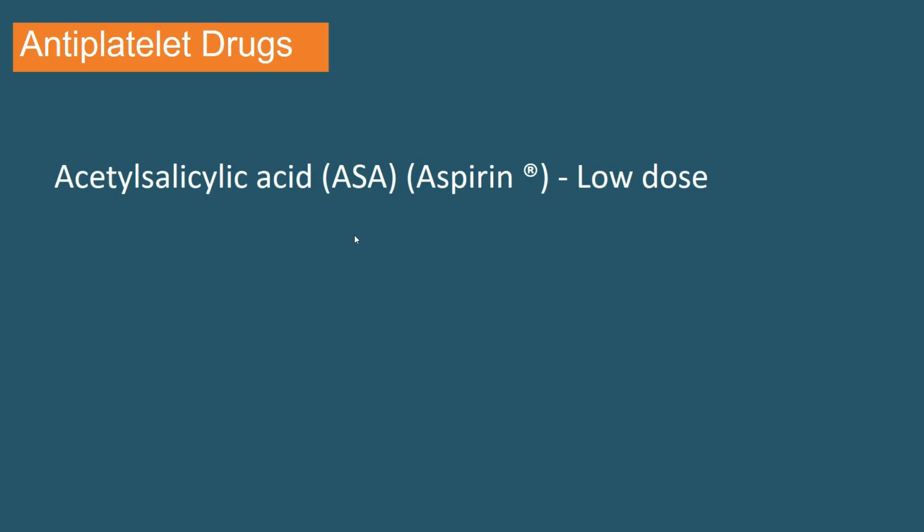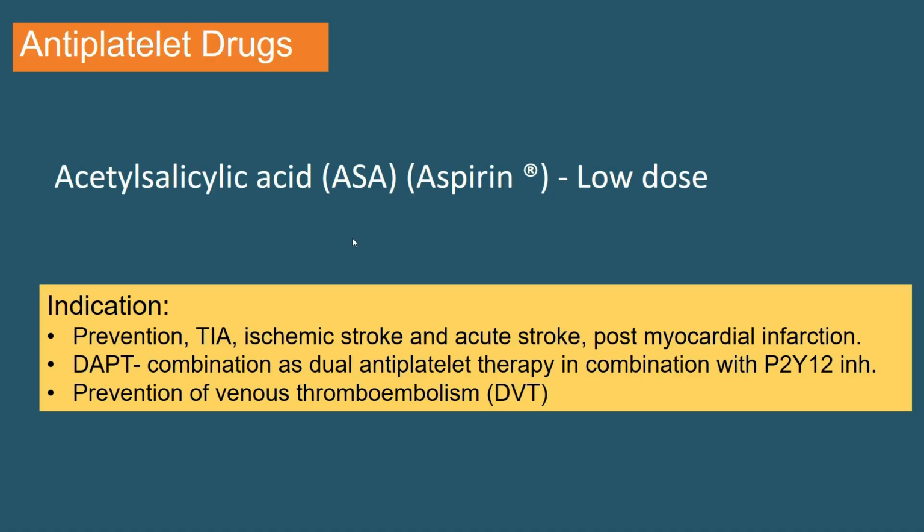cardiovascular complication prevention. So acetyl salicylic acid is also used for treatment of transient ischemic attacks, ischemic stroke, acute stroke prevention, and post MI. It is often combined with dual antiplatelet therapy, also known as DAPT. DAPT is a dual antiplatelet therapy, which combines aspirin with other drugs such as clopidogrel.